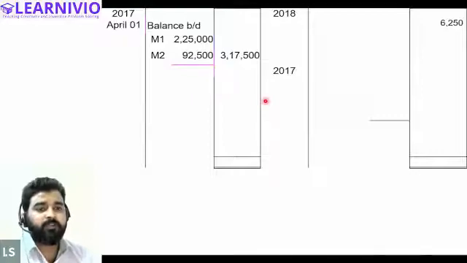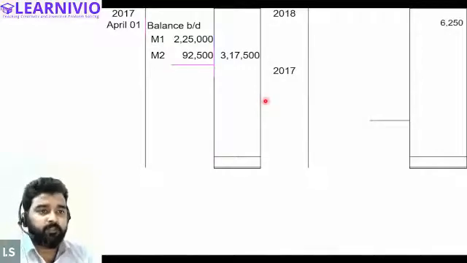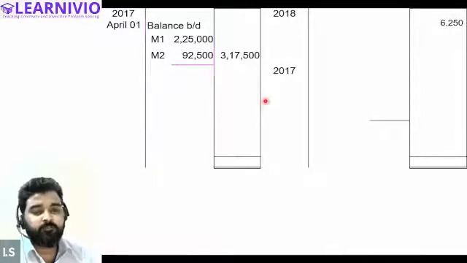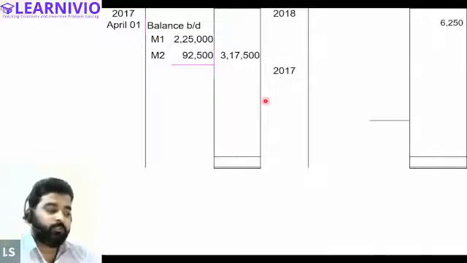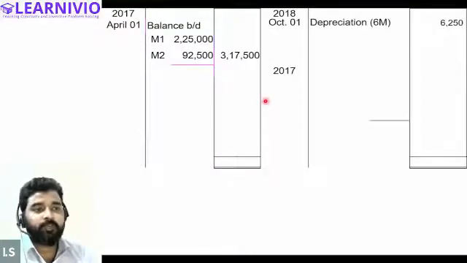Yeah, because usually we charge the depreciation at the end of the year. But if we are selling any machinery in the middle of the year, then we have to charge the depreciation first, and then we will sell it, because we will be finding the profit and loss. Therefore, we will be charging depreciation. All right. So we have charged depreciation for 6 months.